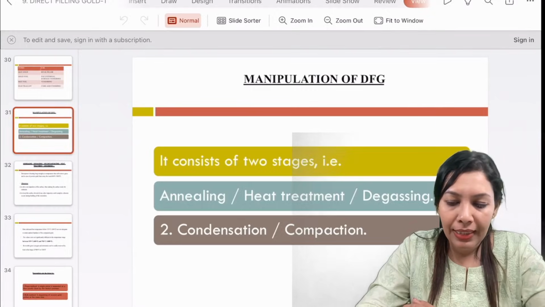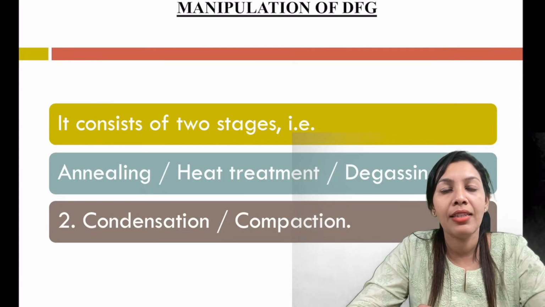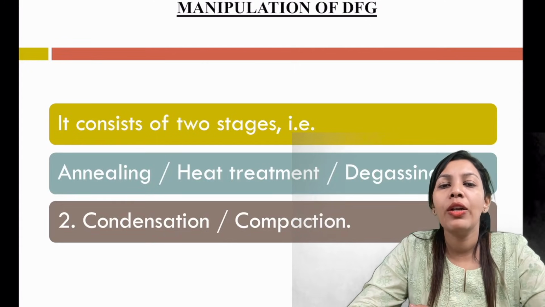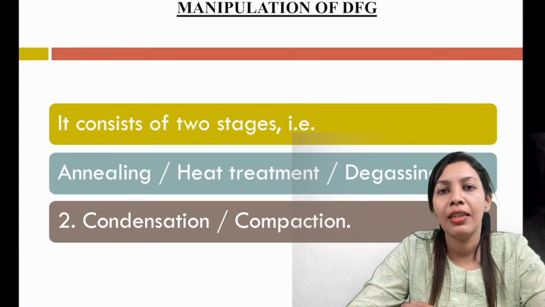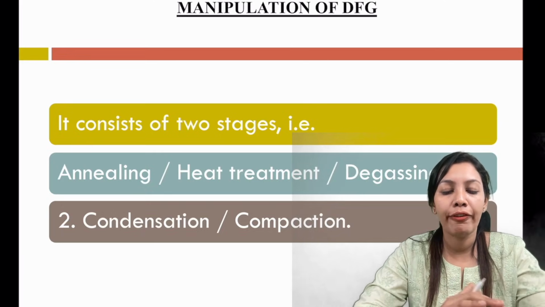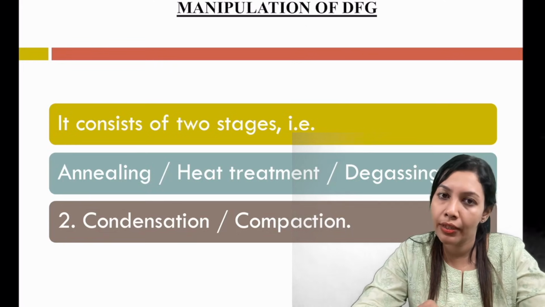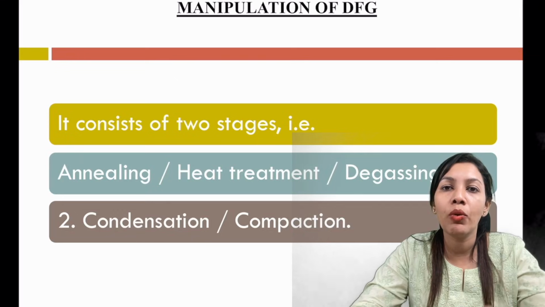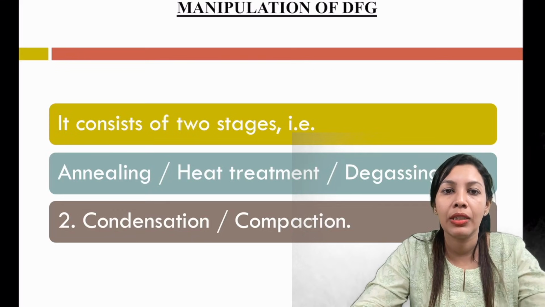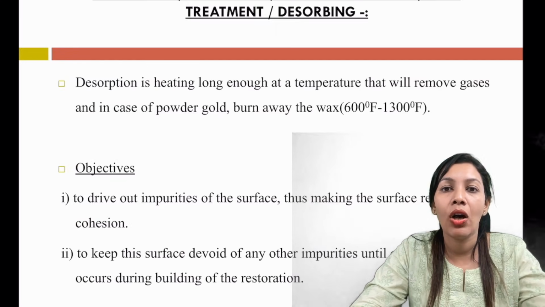Next is how to manipulate DFG, that is, direct filling gold. Normally the gold might not be pure. It might have a lot of oxygen, oxidative products, or corrosion products on its surface. So we need to remove all those gases from its surface. That procedure is called degassing, heat treatment, or annealing.